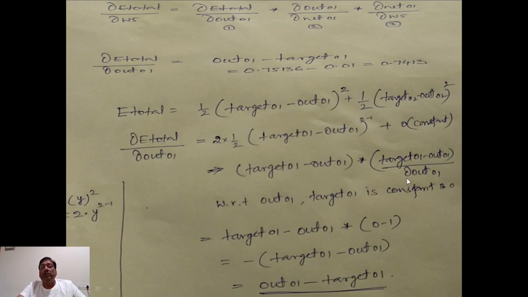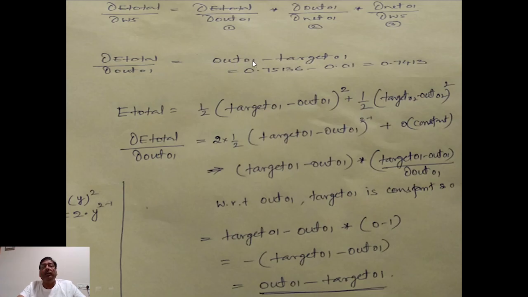Now, when I do this partial differentiation with respect to out O1, I'll get target O1 minus out O1, and this being constant, I will write it as 0 minus 1 over here. So this I can write as minus (target O1 minus out O1), which I can write as out O1 minus target O1. So the partial differentiation of E total with respect to out O1 you can write as out O1 minus target O1.